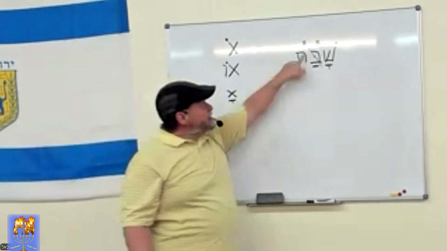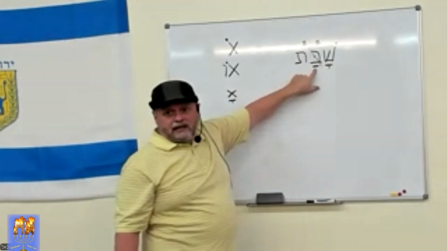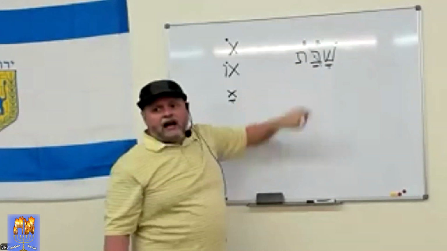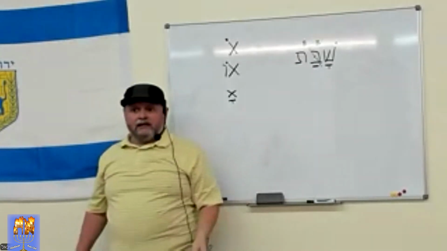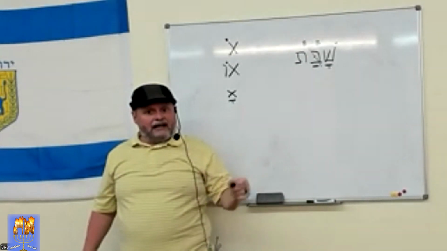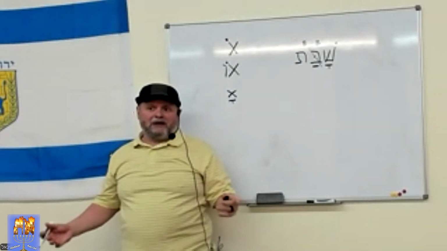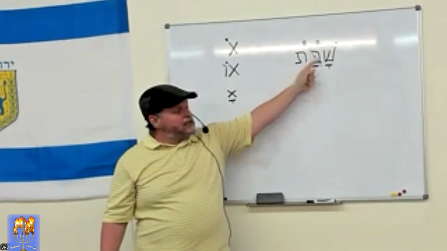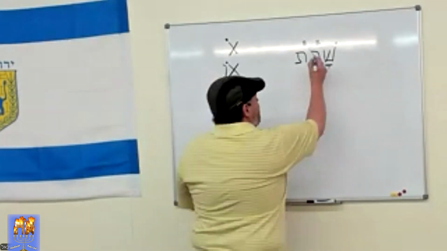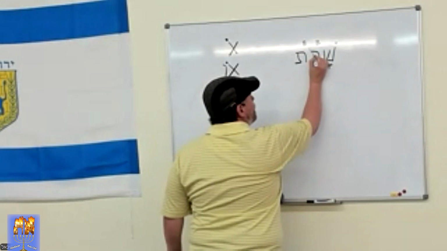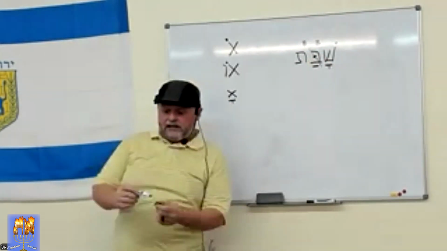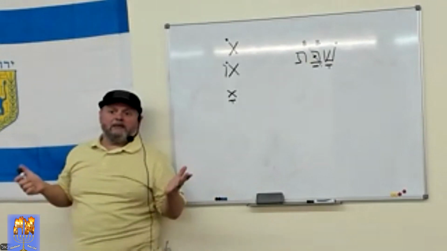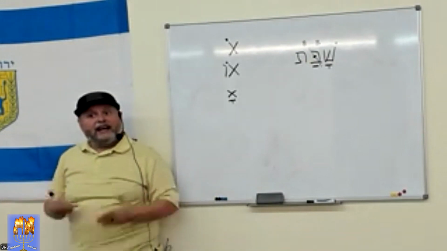Then we pick up the second B and this patach, right? This quick A sound, and then the tav at the end. Bat. Shabbat. That's why we spell Shabbat with two B's. Because this dagesh inside, this little guy right here, tells us to change the sound, but since it's being preceded by another vowel point, we can double it as well.